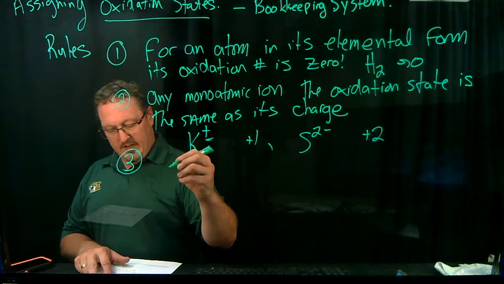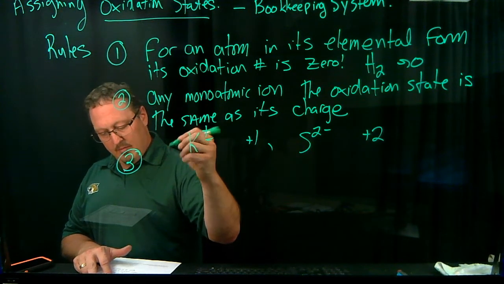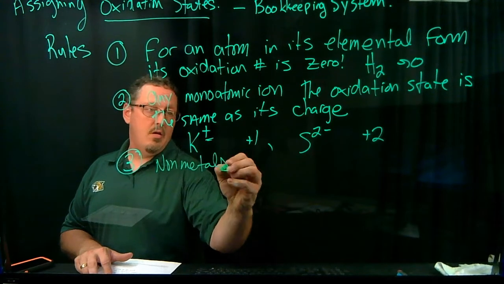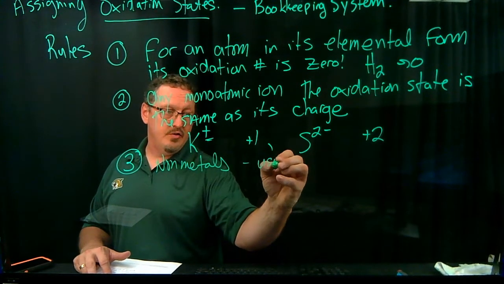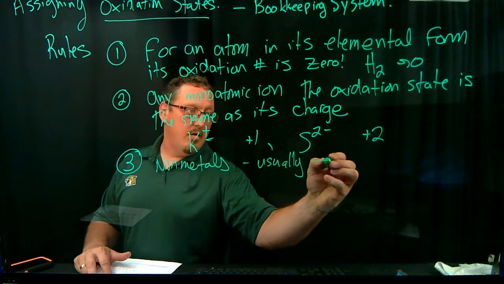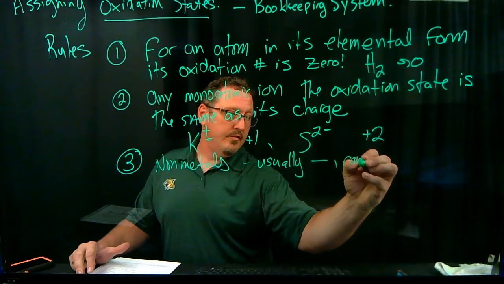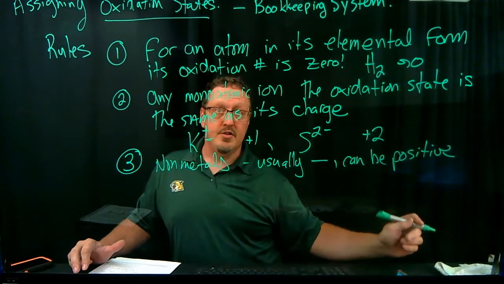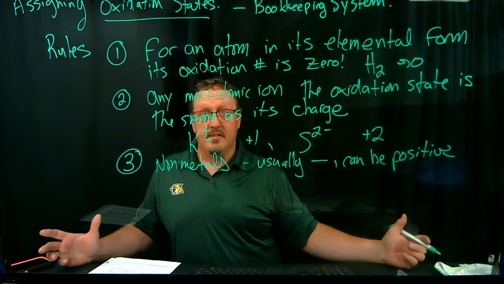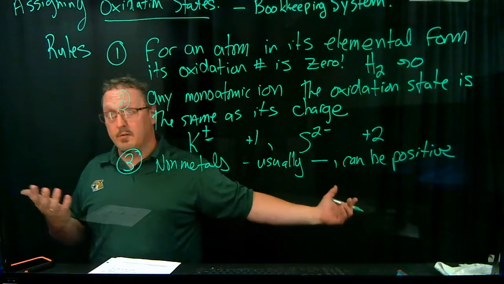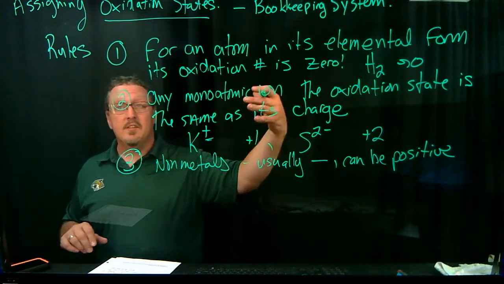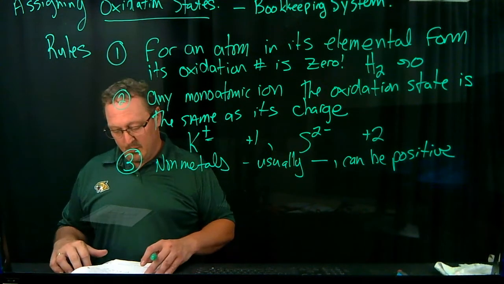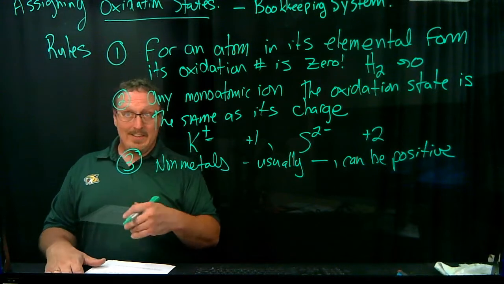Okay, alrighty. Rule number 3. Nonmetals. Usually negative, they can be positive. So more often than not, they are usually negative in charge, but they can be positive. And that makes sense if you look at all the different charges that are on your periodic table, or the oxidation states that are possible for nonmetals. So it's on the right-hand side of the stair step. That's where we see all those different charges, okay?